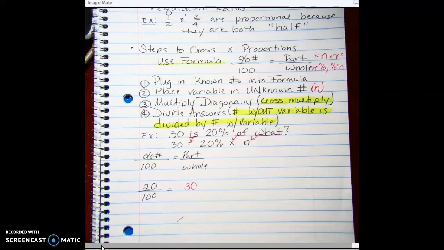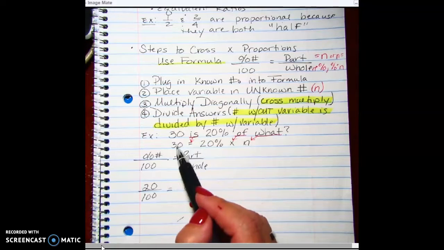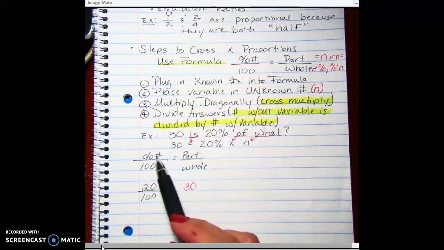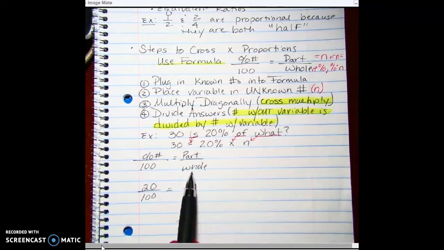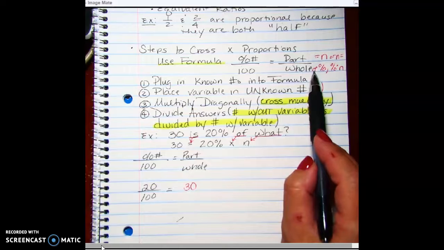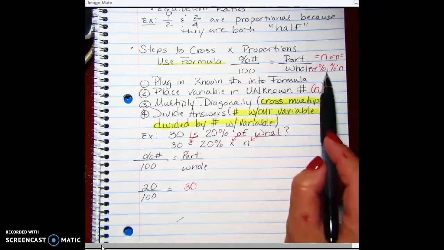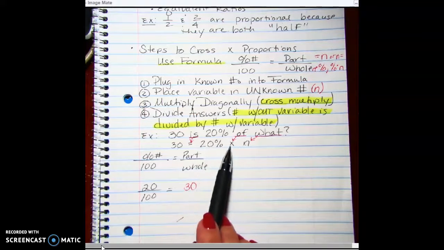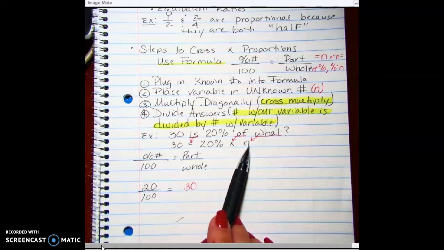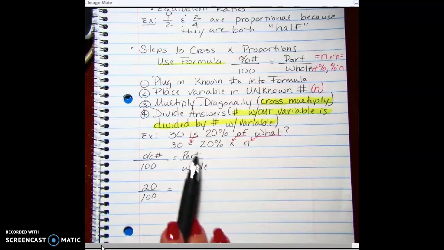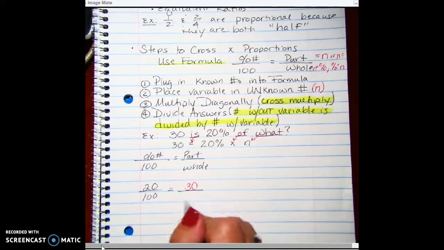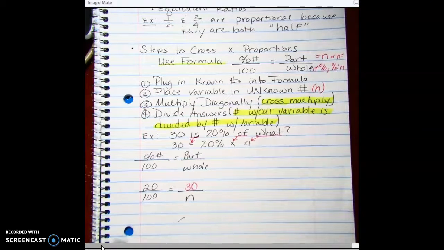So let me look here. 30 equals n equals. That makes that my part. Then I have my whole. I said it's whatever is multiplied by the percent or the percent multiplied by the number. Let's look. A number multiplied by, or a percent multiplied by a number. So that means that has to be my whole. So I plugged in those numbers.